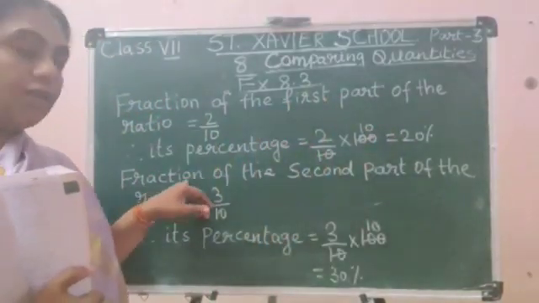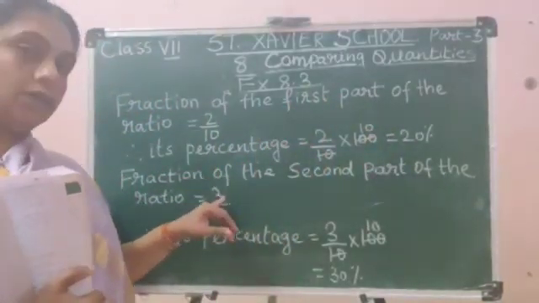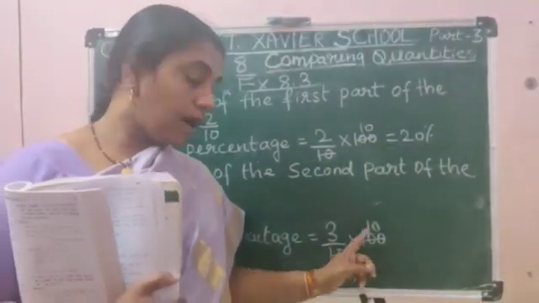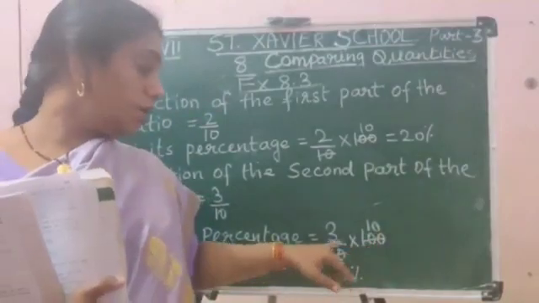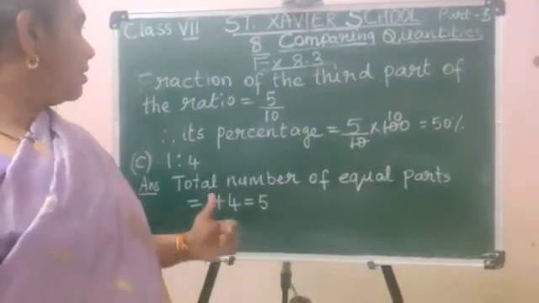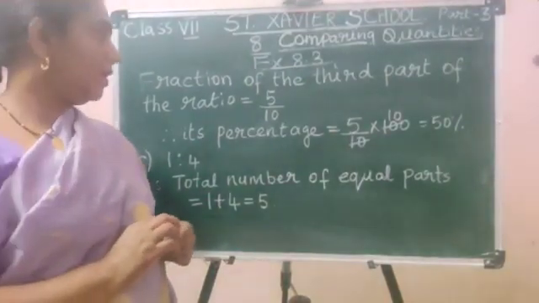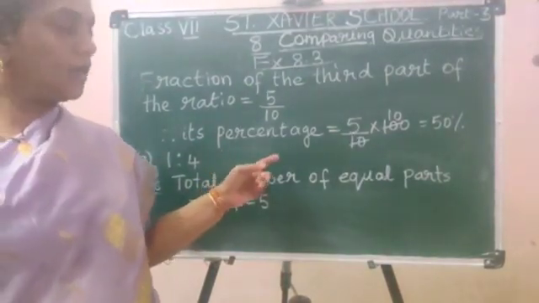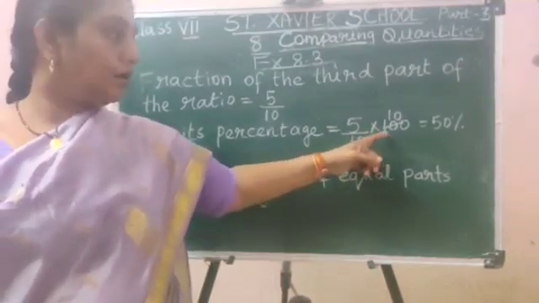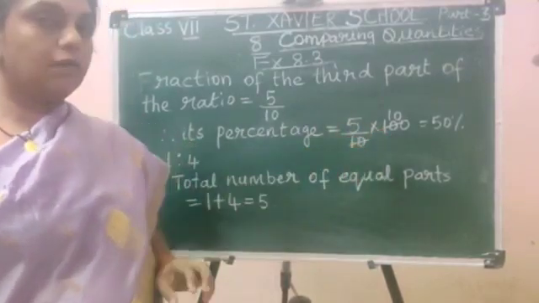Now, next, the fraction of the second part of the ratio, that is 3 by 10. Its percentage is 3 by 10 into 100. 10 and 100 will be 10 times. So, 10 tens are 100. 3 tens are 30. So, 30%. The fraction of the third part of the ratio is 5 by 10. Its percentage is 5 by 10 into 100. 10 tens are 100. So, 5 tens are 50%.